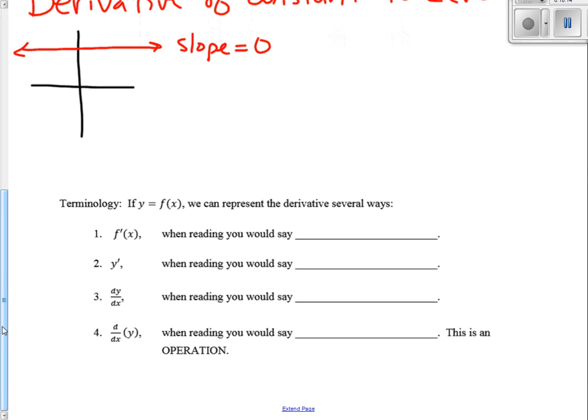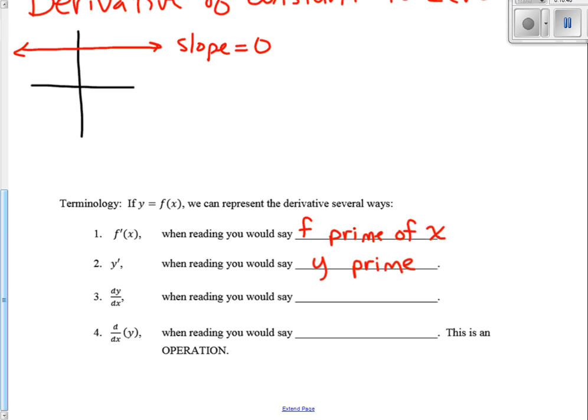Terminology. This is all the different ways that we can talk about derivatives. If we have y equals f of x, we can represent the derivative these 4 different ways. The first one we've already talked about, and we would say it as f prime of x. The next one, we could also be lazy and just call it y prime. That's also the derivative as long as we have a y involved. If you just have a function written as f of x equals something, you can't call it y prime. It's only if you have y equals something.